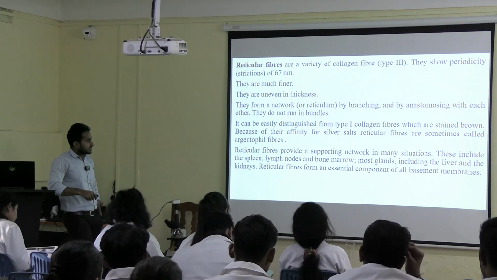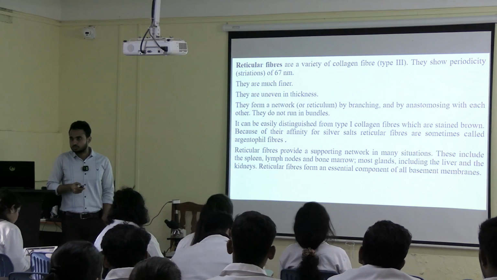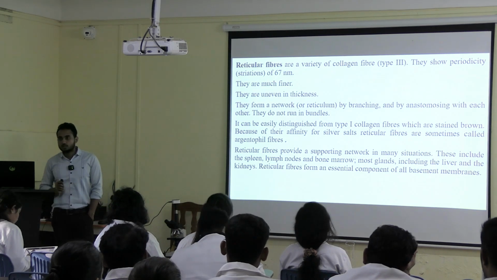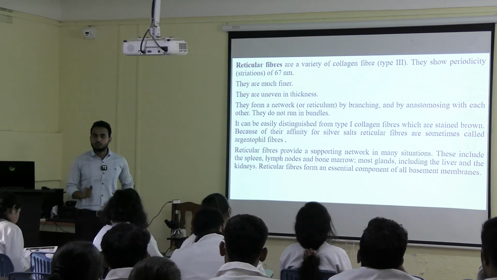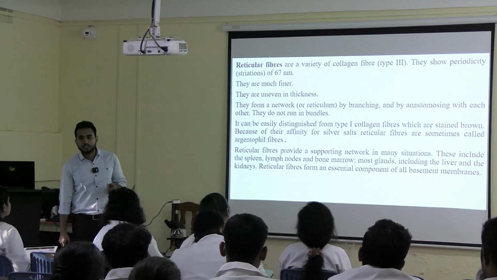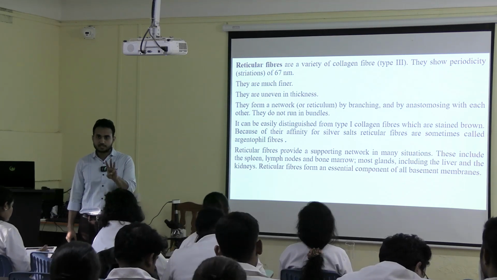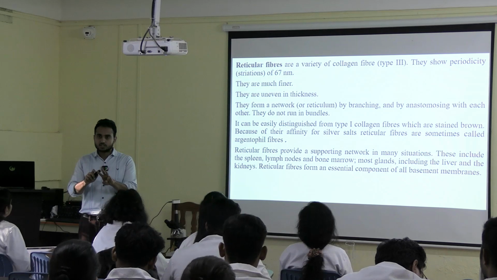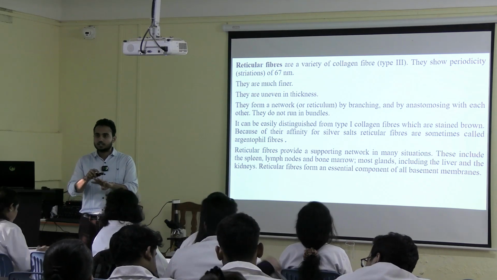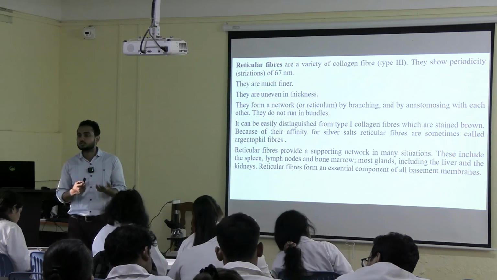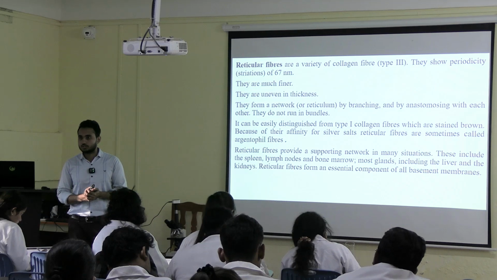Now, reticular fibers also form an essential component of basement membranes. So that is all about the fibers. Three types of fibers are there. Please note that whenever you are studying the fibers, you have to know about the structure, how they appear, and the microscopic structure exactly. Along with that you have to know about the examples.